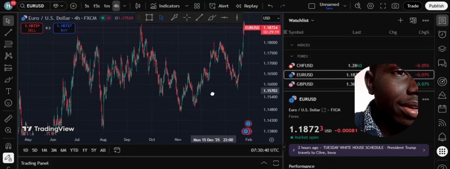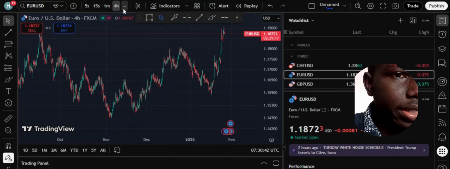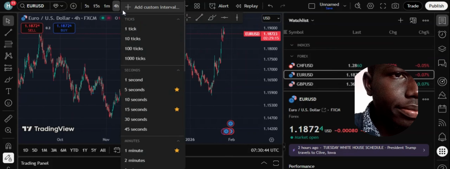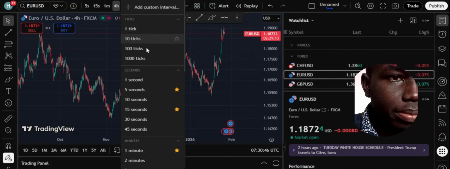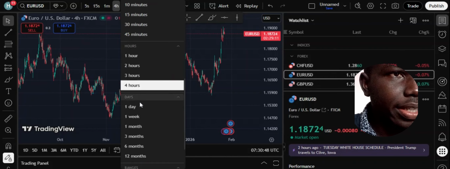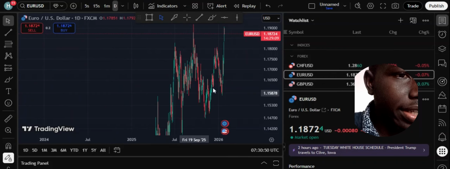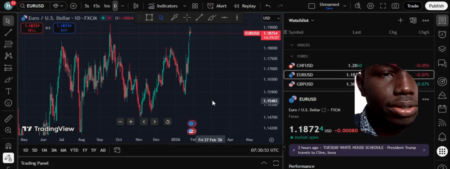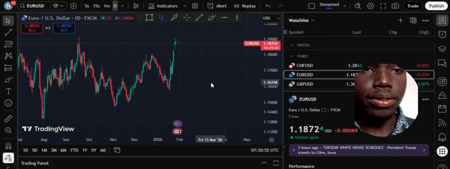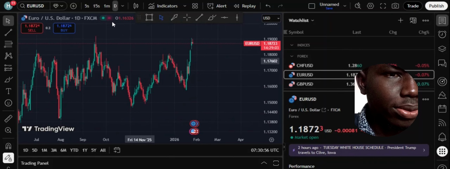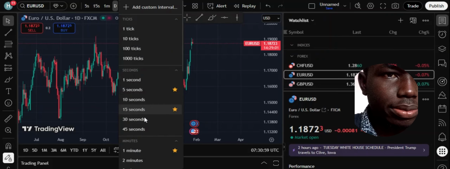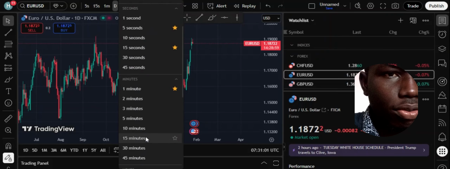So that is 1 hour. Let's go to 1 day. We're also feeling that range bound. Basically the market has been ranging. That is the highest it can go. Usually I go there. So let's go back to the 1 hour time frame, because this is what we're going to use to determine our overall movement.